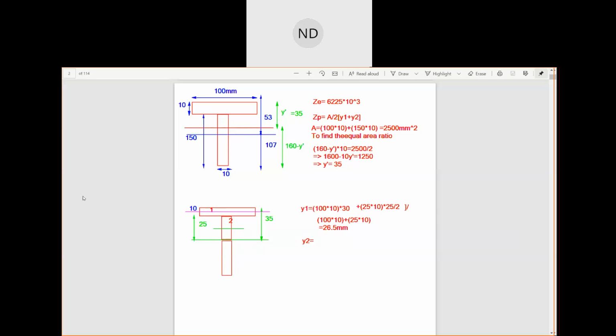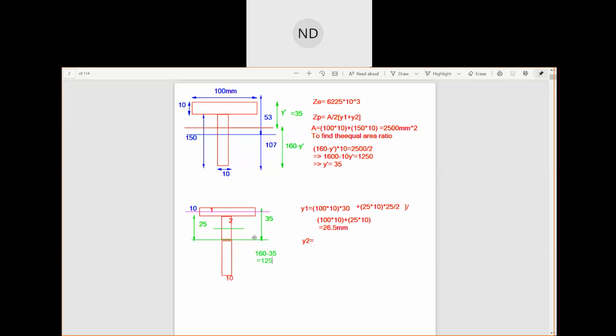Okay. So we know here this is 10 mm. This length below the equal area axis, how much? 160 minus 35. That will be equal to 125. Okay. So that means this length is 125.